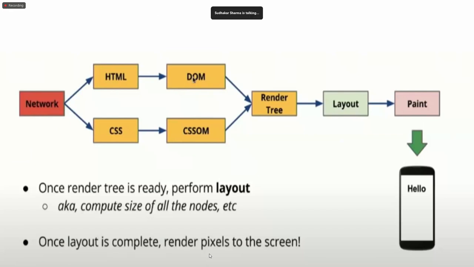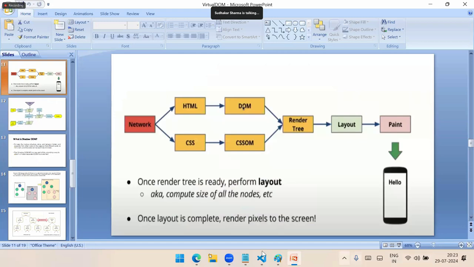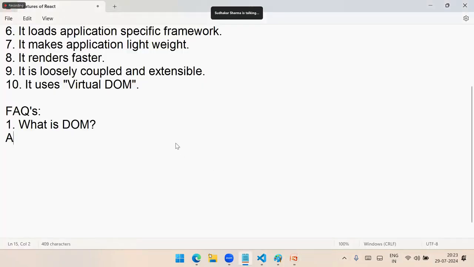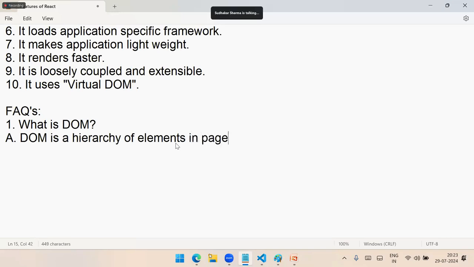What is the job of JavaScript? Do you know? It manipulates this DOM. The job of JavaScript is to manipulate the DOM. So DOM is the key thing in presenting the layout. So what is DOM? A simple point. DOM is a hierarchy of elements in a page. That is the first thing you should know.